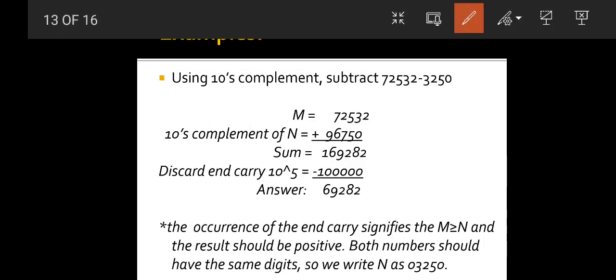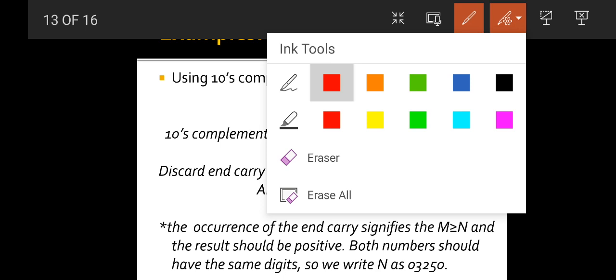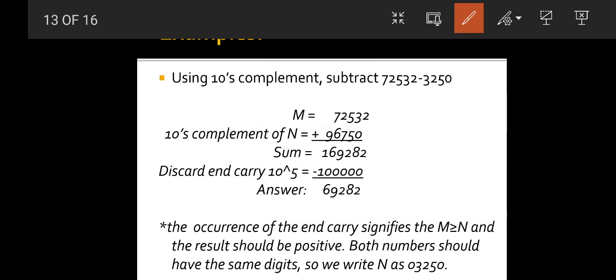So the question is, which will serve as your m and which as your n? Your m will be this minuend. Can you see? This will serve as your m and this will serve as your n. So again, that will be step 1: you have to add your m with your r's complement of n.